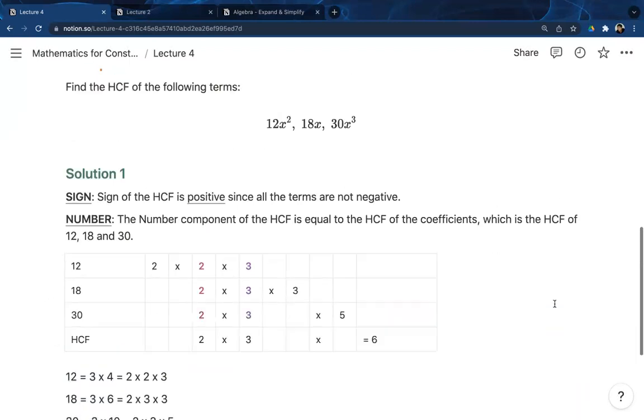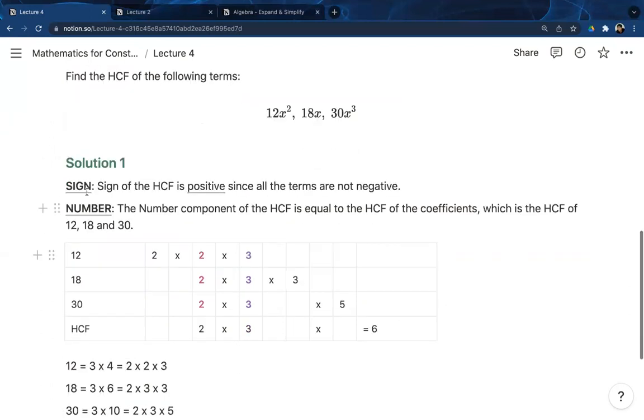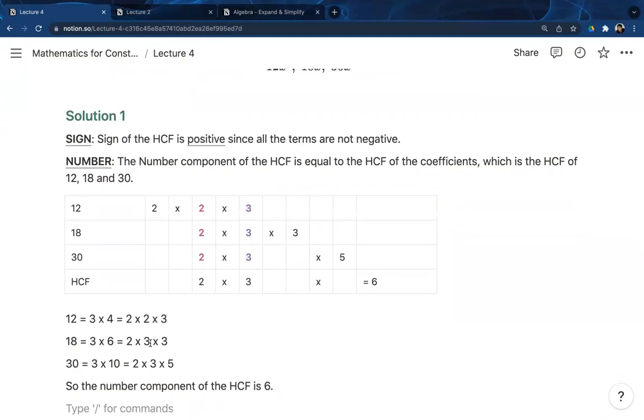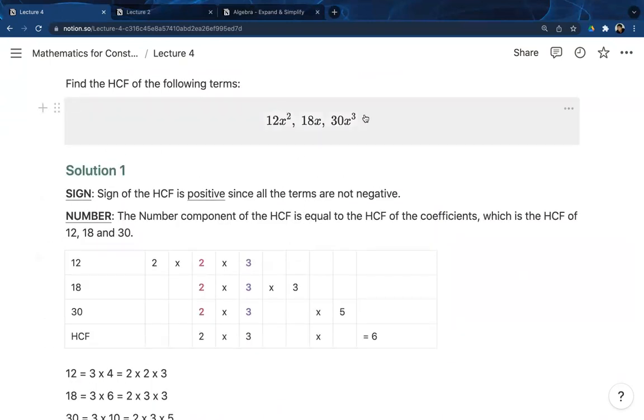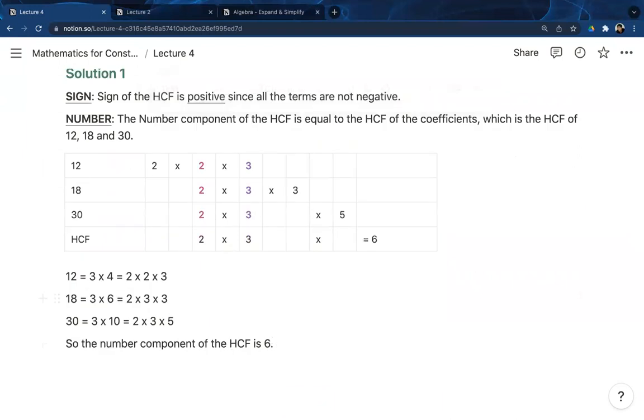So the HCF of these 3 terms is a term, another term. If we have 3 terms and we want to find the HCF of these 3 terms, the HCF is another term. A term may or may not have a sign, may or may not have a number, may or may not have a letter. But we realize now the HCF of these 3 terms is positive and the coefficient is 6.